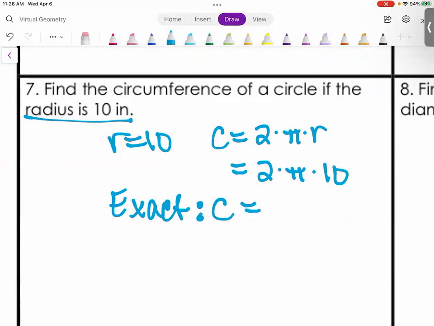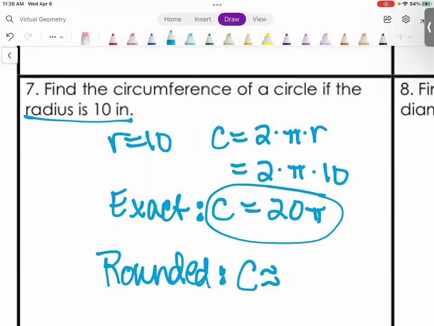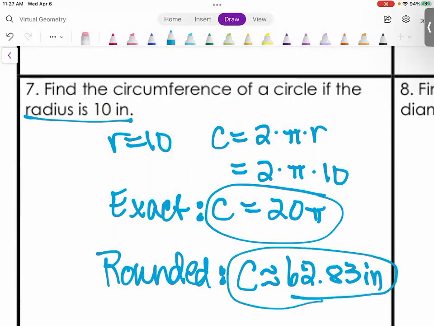Again, 2 times 10. Multiply everything but pi. So 2 times 10 gives us a 20. Your pi comes on down. So there's exact. Rounded, we multiply all of it. So my circumference is about 62.83. And we are in inches. And there's my inches for the previous one.